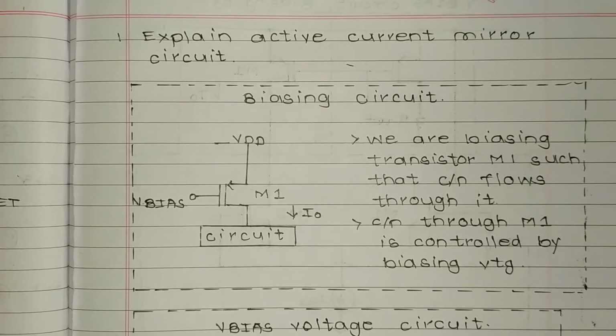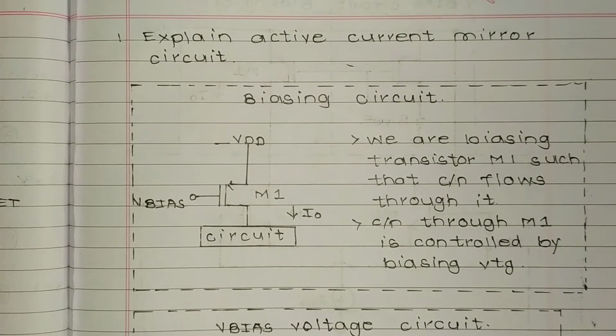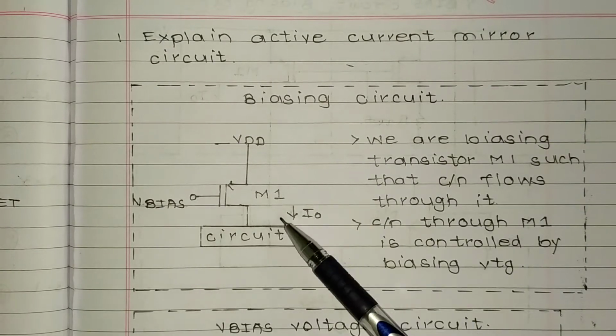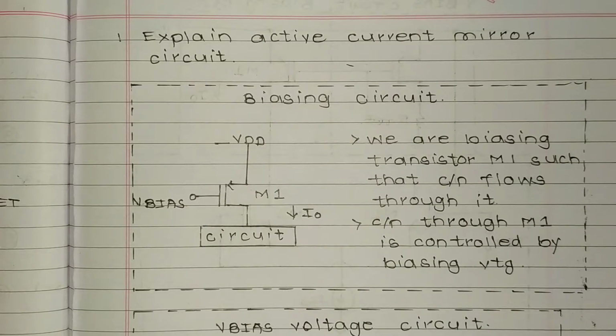Explain active current mirror circuit. Active current mirror circuit consists of an arrangement of two circuits which look like mirror images of each other. The first circuit is the biasing circuit and the second circuit is the V bias circuit, which provides the V bias voltage. So first let us discuss the biasing circuit.